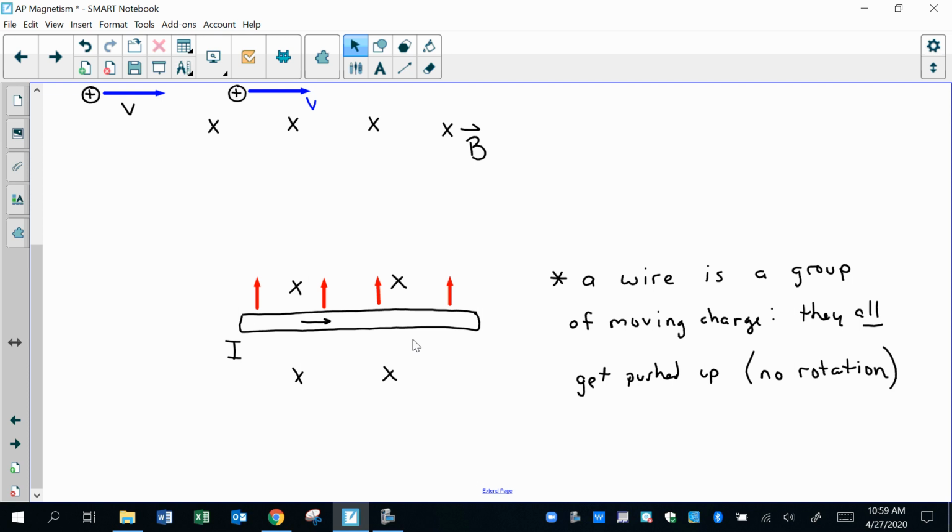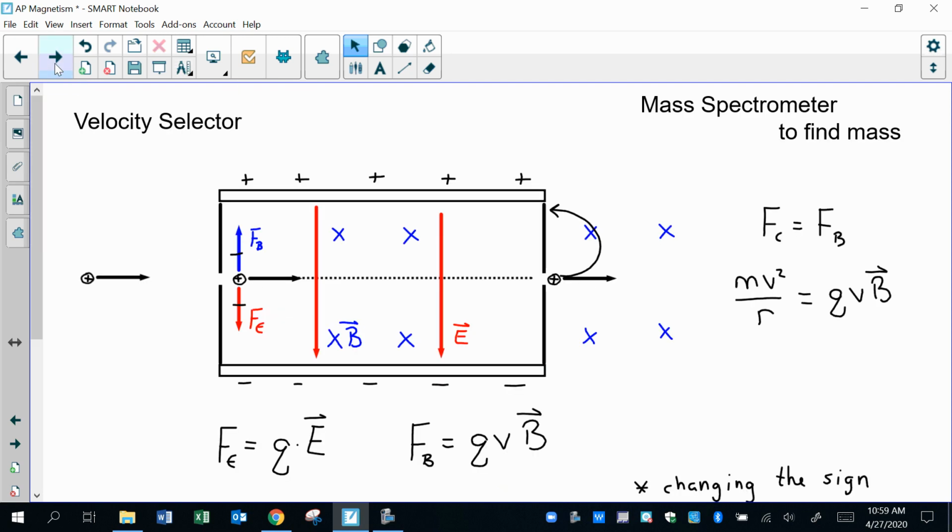So if I have a straight line, integrating my I dL cross B just produces one single answer. Now, I don't get rotation because this part gets pushed up and this part gets pushed up. So from this one, you'll see a whole chunk of wire literally move in one single direction. A single particle up here, though, will move in a giant circle.